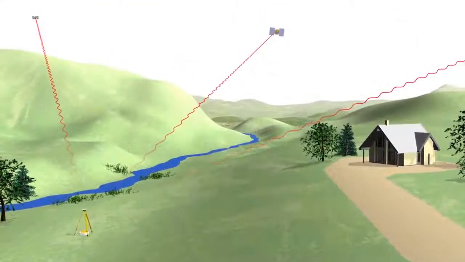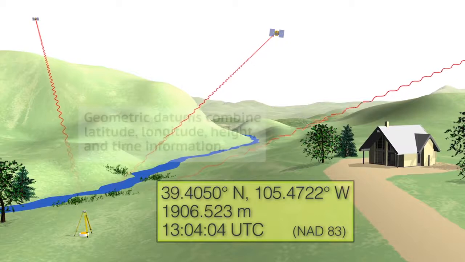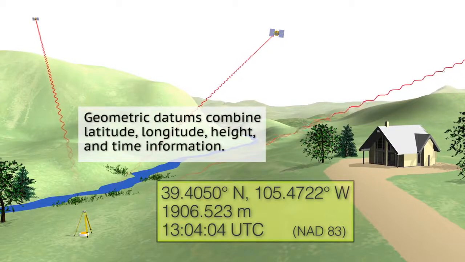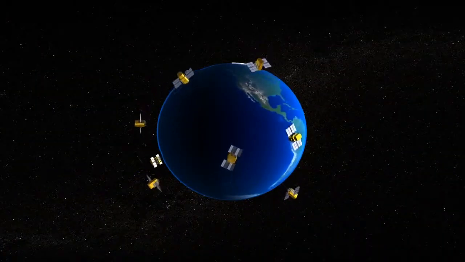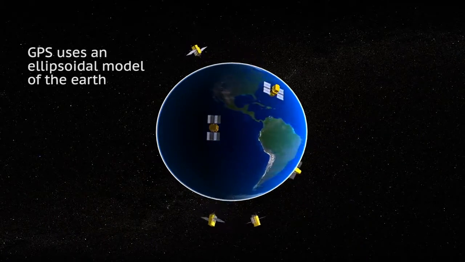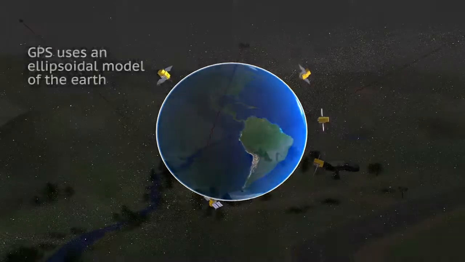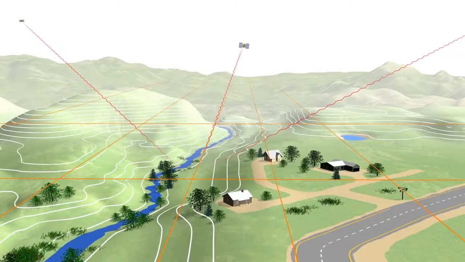Now, thanks to the Global Positioning System, commonly known as GPS, and some other space-age techniques, we are no longer limited to separate horizontal and vertical datums. Today we have access to geometric datums, which combine latitude, longitude, height, and time information. The height information derived from GPS is relative to something called an ellipsoidal model of the Earth, instead of to sea level. While there are challenges mixing old and new positioning information, overall, new technologies like GPS help to improve the accuracy of our current datums.